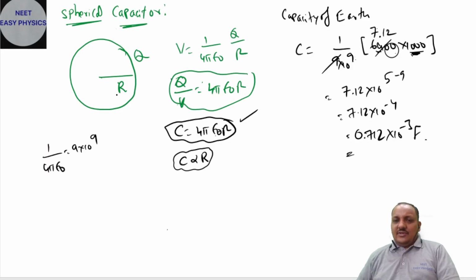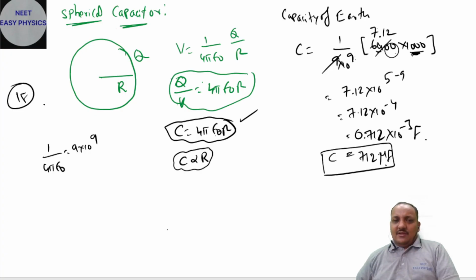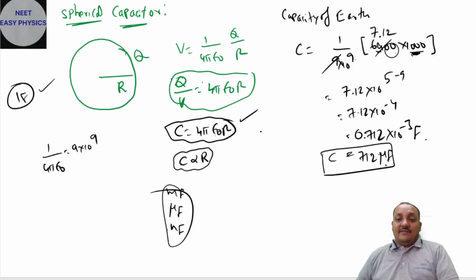So even this much earth also is not having 1 farad. 1 farad is a very big value. So this much big earth is having only this much value. Otherwise, they will write 712 microfarad. This is micro. Therefore, 1 farad value is very heavy. Therefore, generally capacitance they will write millifarad, microfarad, nanofarad. Because 1 farad value is very high, isn't it?